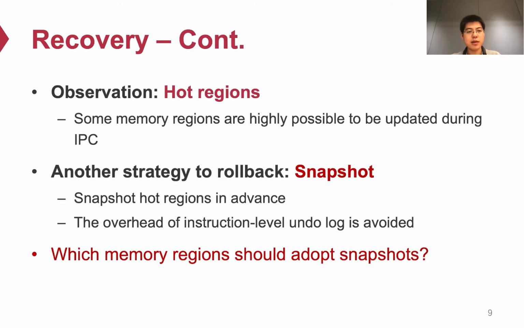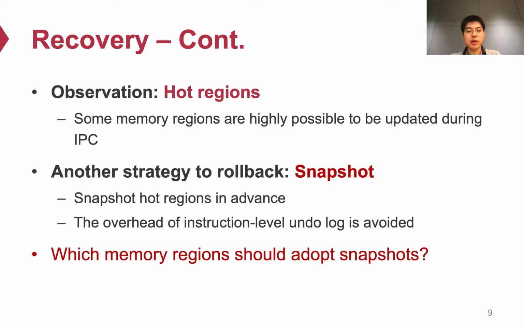But we observe that in system servers, there are some hot memory regions that are highly likely to be updated during IPC's execution. Snapshot is more suitable to roll back the memories in the hot regions. Instead of using instruction level undo log, we generate snapshots for these hot regions in advance of the IPC's execution so that the overhead of the runtime instrumentation is avoided.